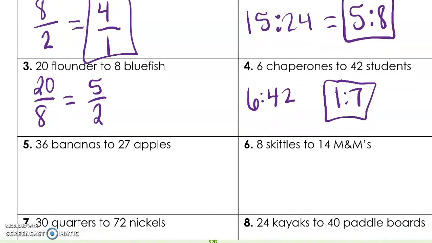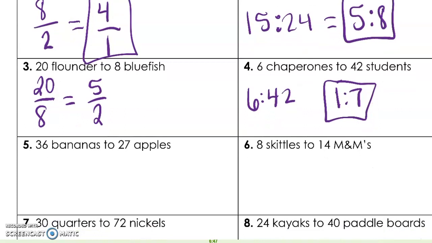Number 5, we have 36 bananas and 27 apples. So 36 over 27. Again, this is going to give you a mixed number since your top number is bigger, so you need to change that to an improper fraction. Second, ABC equals, and that will do that for you. We should end up with 4 to 3.